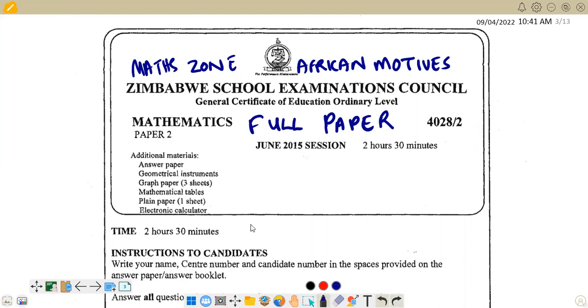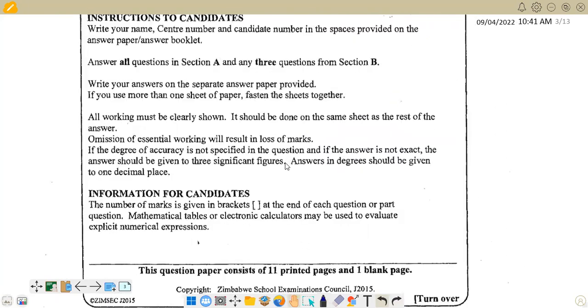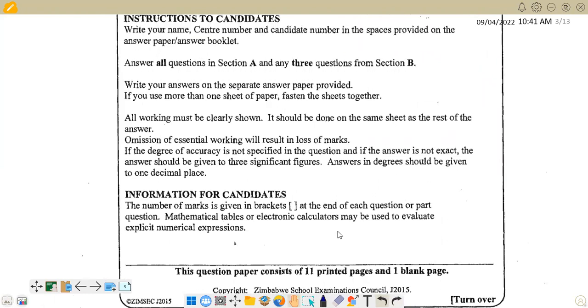So in this platform, guys, make sure that you have got this additional material: the answer paper, the geometrical instruments for your construction, the graph papers. You've got 3 sheets, in this case, mathematical tables, or that will be a calculator. Then a plain paper, which is just 1 sheet. So that was according to this paper. Some of these papers now, they will give you everything on the paper, but this one was a little bit different.